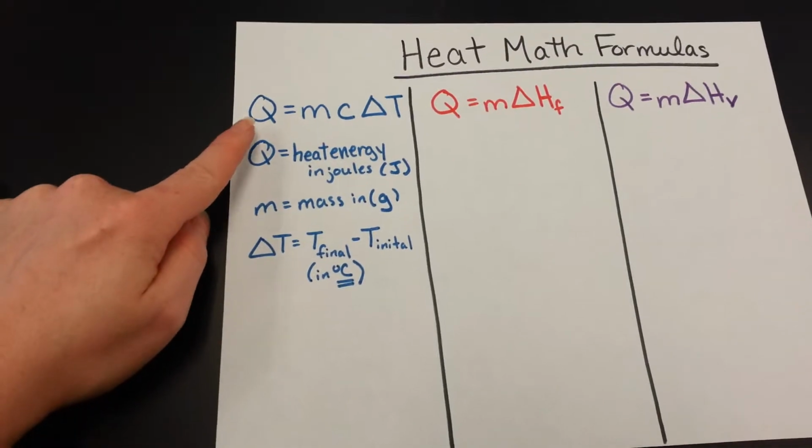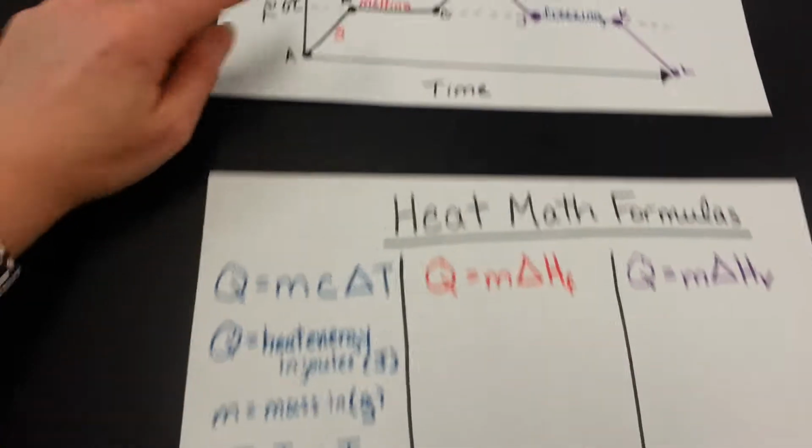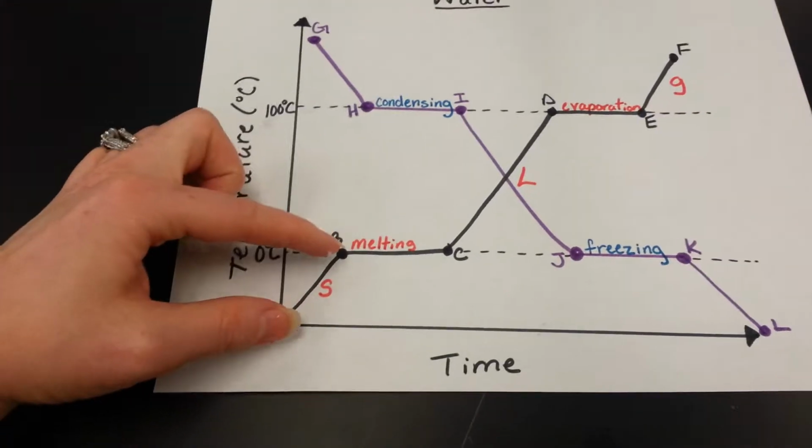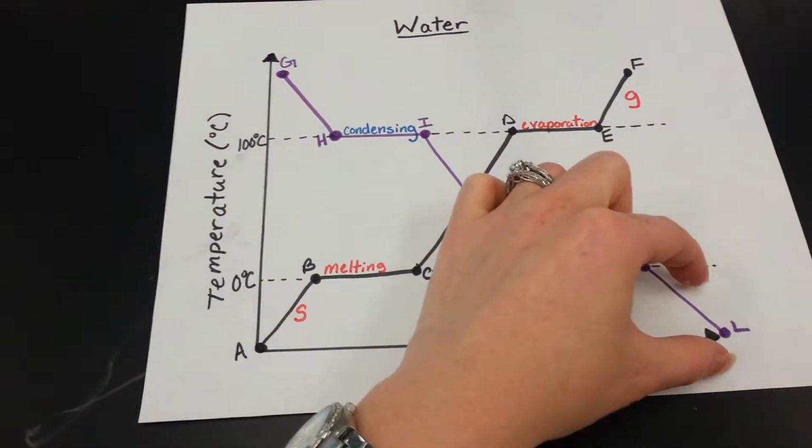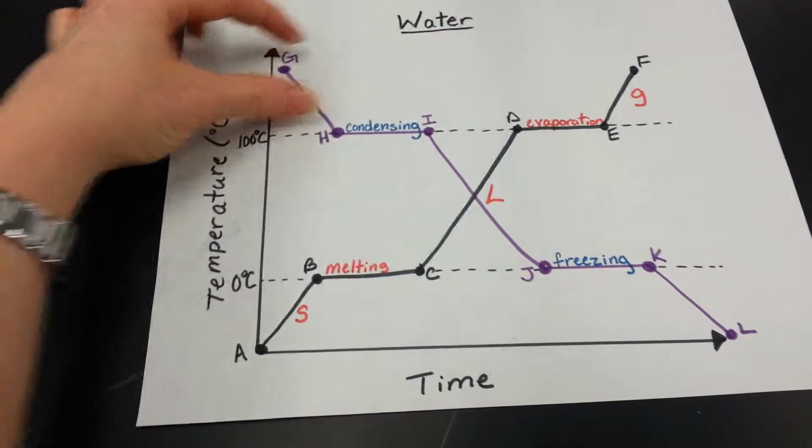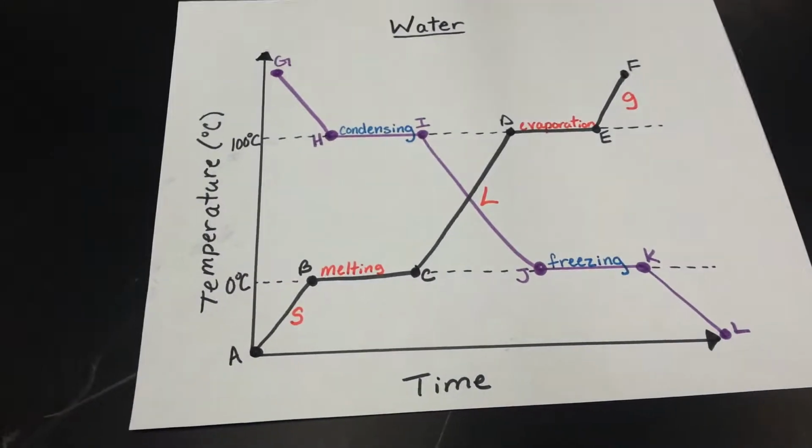So this formula is used only when you have a change in temperature. So you're going to be on a slope, either here, here, or up here. You cannot use this formula on a flat line.